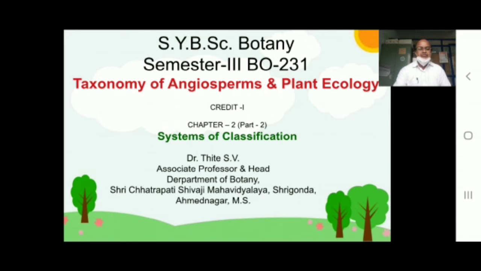subclasses: Polypetalae, Gamopetalae, and Monochlamydeae or Apetalae. The Polypetalae is again classified into three series: Thalamiflorae, Disciflorae, and Calyciflorae. Thalamiflorae has 6 orders and 34 families in it. Disciflorae has 4 orders and 23 families. Calyciflorae includes 5 orders and 26 families.